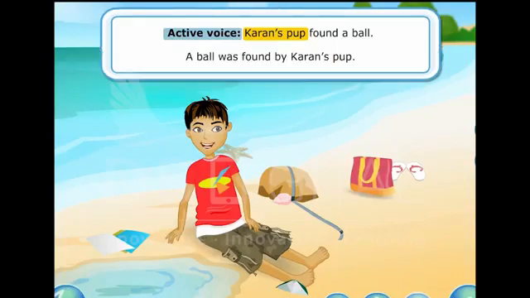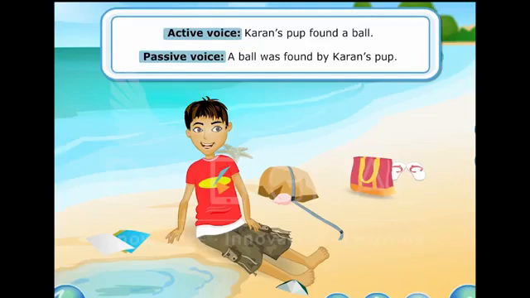Now look at this sentence. A ball was found by Karan's pup. The passive voice focuses on the person or thing that has the action done to it. In other words, the receiver of the action. So in the sentence, a ball was found by Karan's pup, which do you think is the receiver of the action? The pup or the ball?